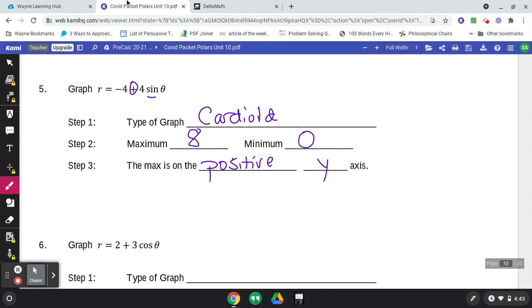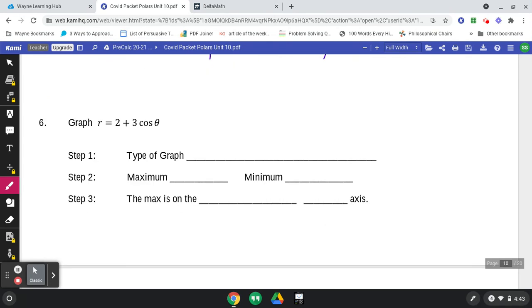All right, let's try example number 6. We have a 2 plus a 3, which means you've got a small one, and then a big one, which means you have a limacon with a loop. Add the two numbers to find the maximum of 5. Subtract them to find a minimum of 1. Again, disregarding any negatives. So even if you do 2 minus 3 to get negative 1, ignore the negatives, call it positive 1. All right, and then let's figure out where we're going to put the maximum point.